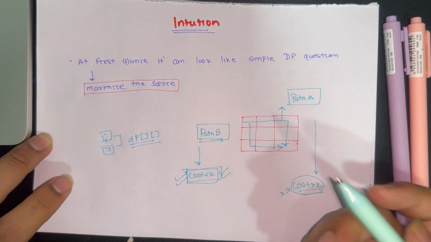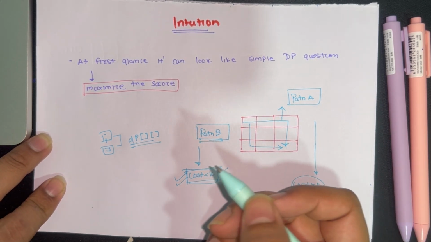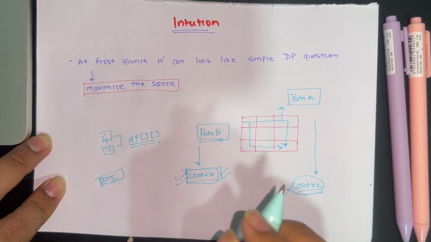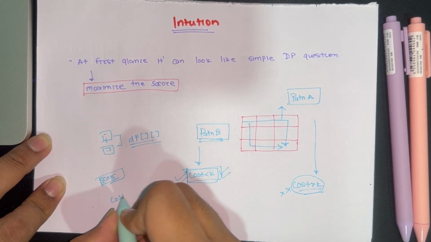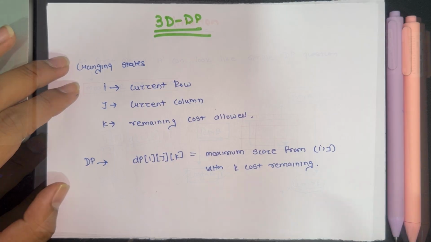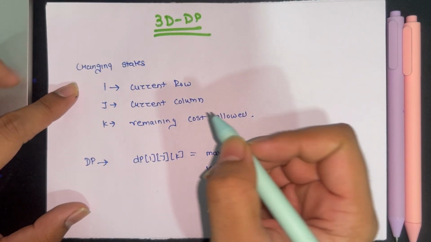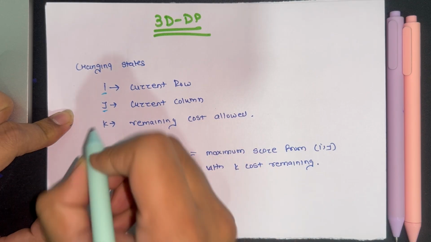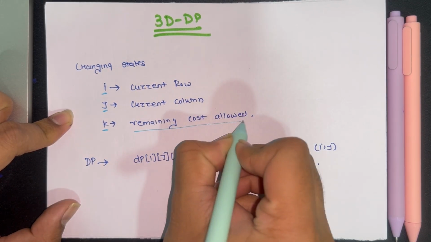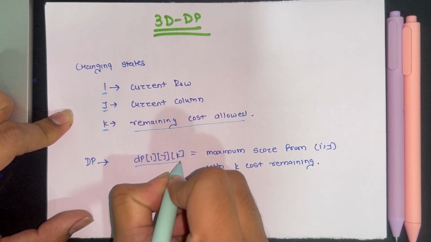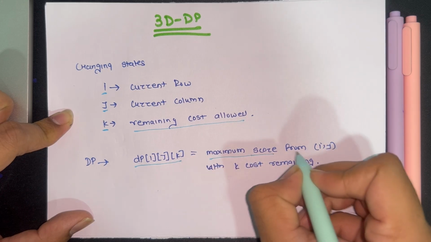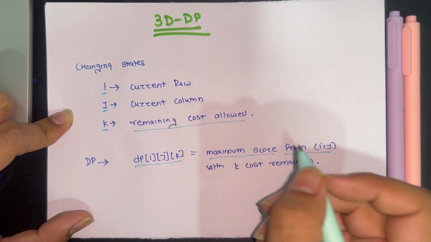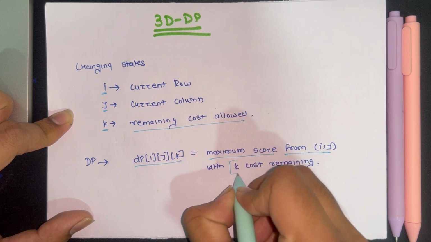So what we need to do is check all the paths, take the score, and see which is the maximum, considering the constraint that the cost is less than or equal to k. So the changing states of our DP array are i, the current row; j, the current column; and k, the remaining cost allowed. DP of i j k will represent the maximum score from 0 comma 0 till this cell with k cost remaining.